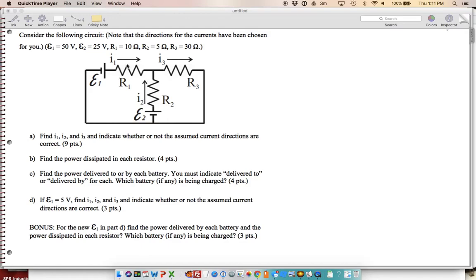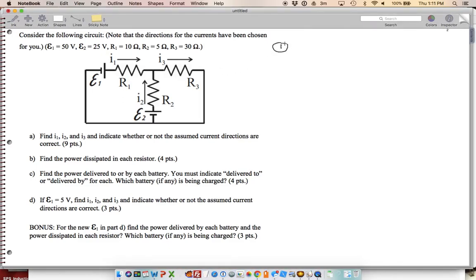So if I look at these two arrows, they're both pointing towards I3. So I'm going to say then that our first equation is going to be I1 plus I2 is equal to I3. So I1 plus I2 equals I3. Okay, so I'm using that one first.